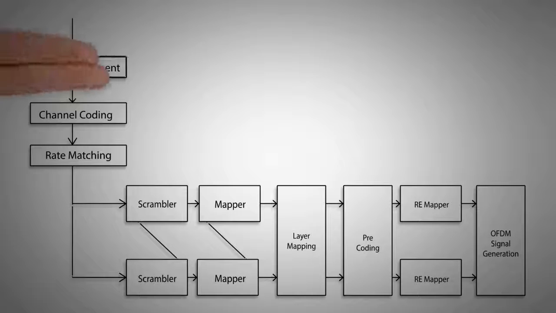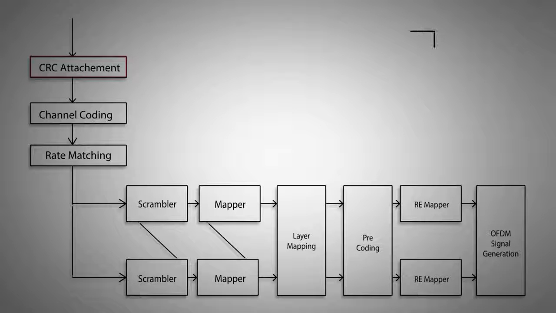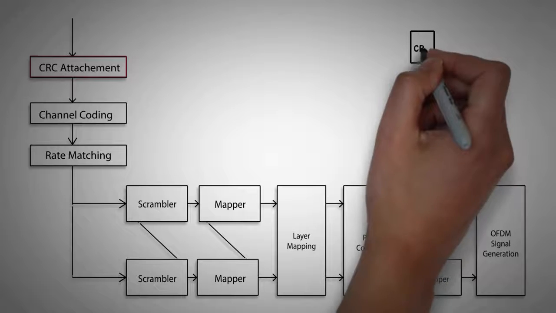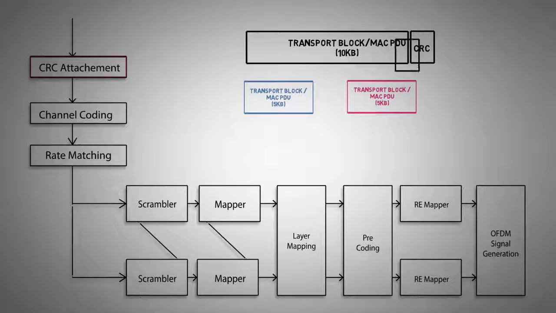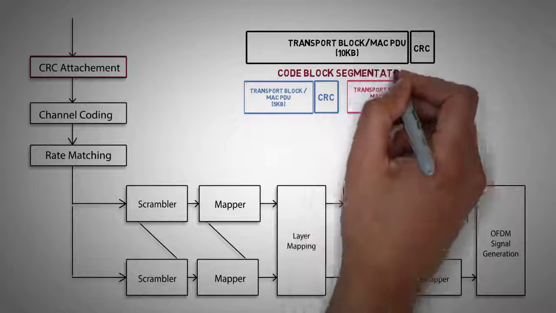CRC attach. A cyclic redundancy check, CRC, is added to every transport block for error checking. If after adding CRC the transport block exceeds the maximum block size, then it is segmented into smaller code blocks, and an individual CRC is added to each code block before the turbo coder, which is called code block segmentation.